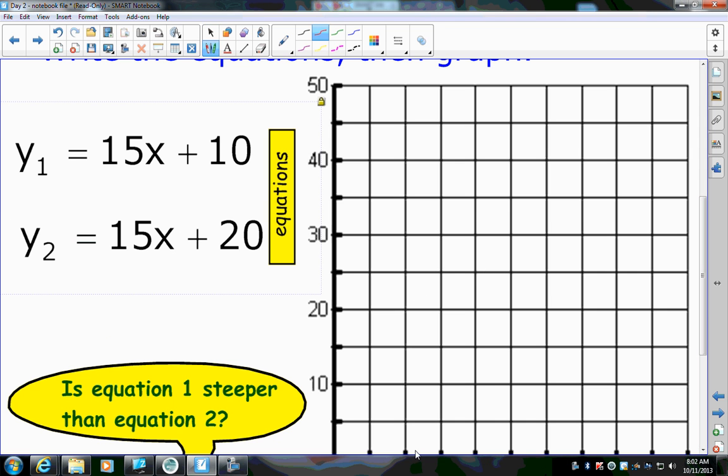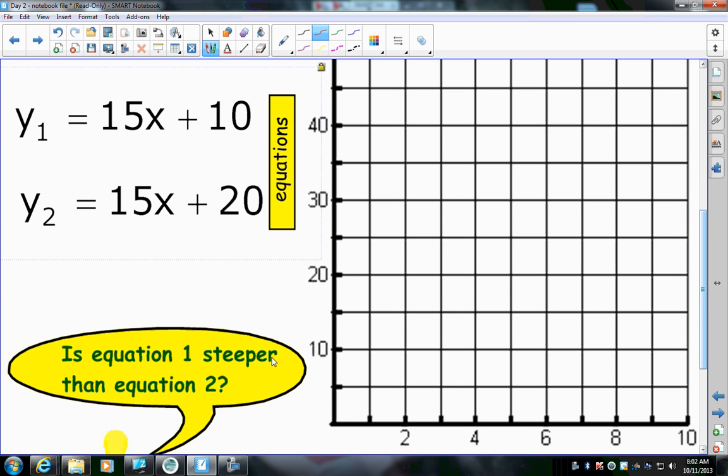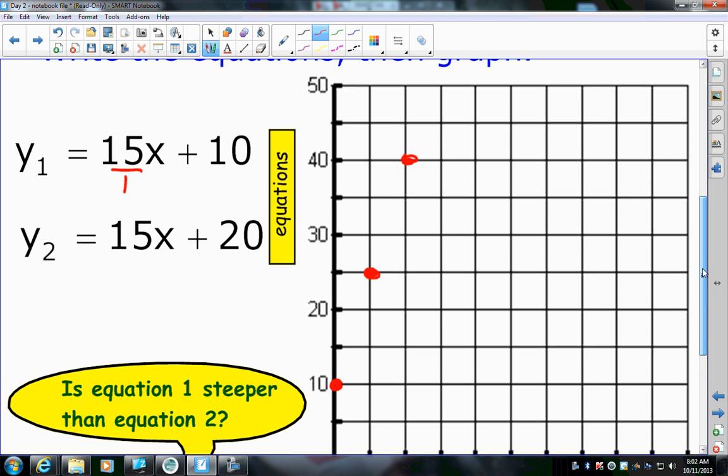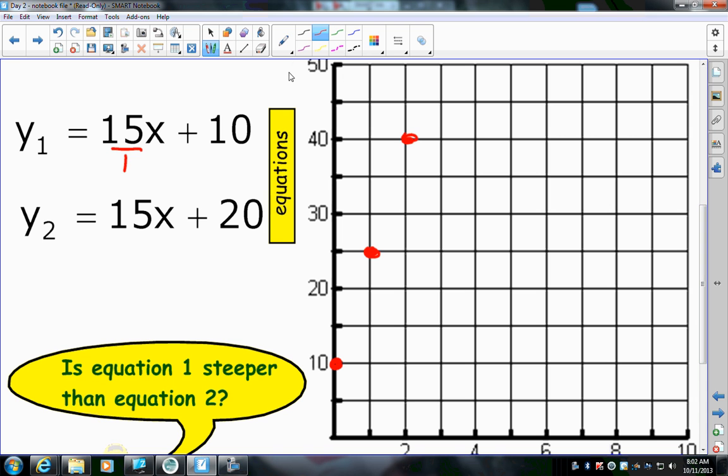Okay, so the first one I'm going to graph, I'm going to start at 10. And it's 15 over 1. So I'm going to go up 5, 10, 15 to the right 1. Up 5, 10, 15 to the right 1. And let me see, I got to draw my line. The next one, this time I'm starting at 20. Then my rate of change is still 15 over 1. 5, 10, 15 to the right 1.